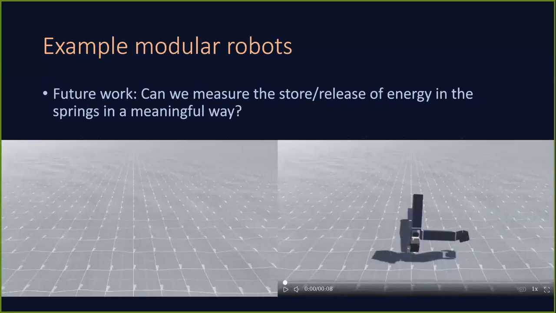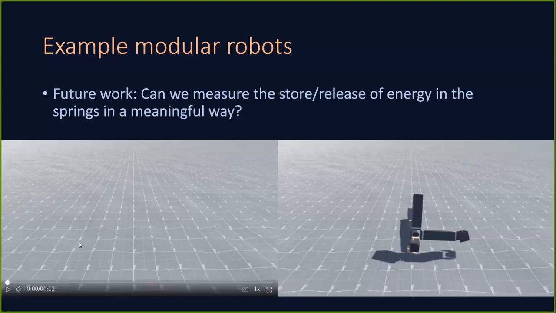So for the future work, we would like to do exactly what I mentioned now. It would be really interesting if we could find some way to measure how much each robot is using the springs to store and release energy, to get some more intuition about how the robots are actually using the springs and if they're using them in a meaningful way. And last, I just want to show you a couple of example robots that were evolved.